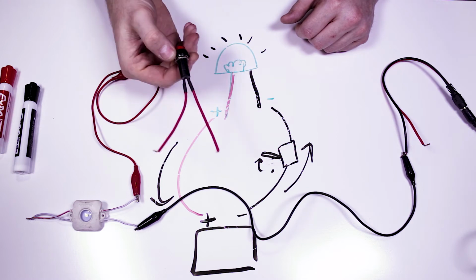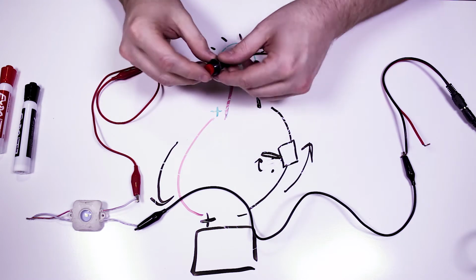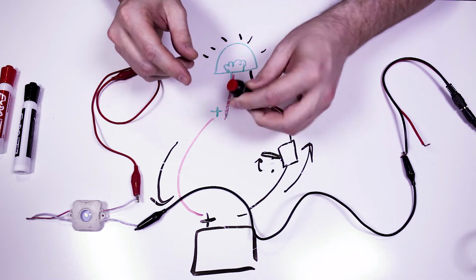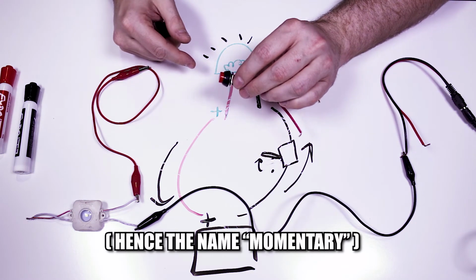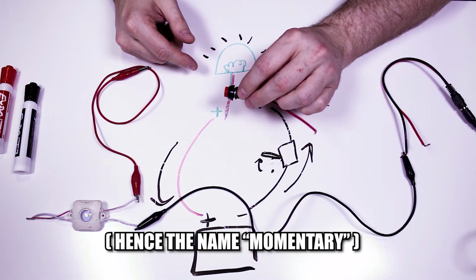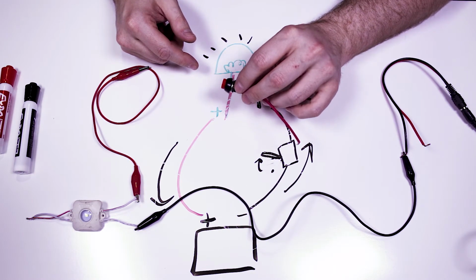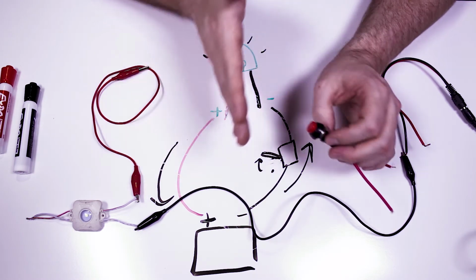Here's a little switch like this. See this? This is a momentary button. And a momentary button means that until it is pressed, no electricity flows through. So you could also refer to this as a normally open switch. You'll see things that are NO and NC.